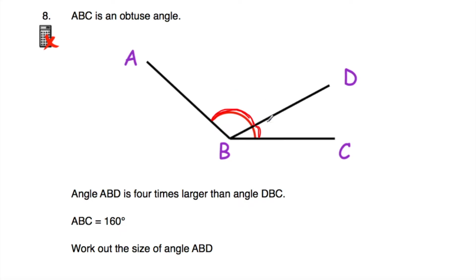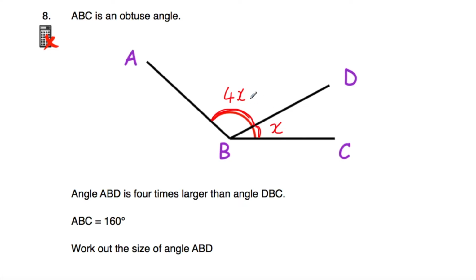Okay, now we know that this angle is 4 times the size of this one. So this smaller angle, I'm just going to call that x. Then the larger one will be 4 times larger. And 4 times x would be 4x. So here, if this is x, this is 4x, because I know this angle is 4 times larger than this one. Okay, now we know that these two angles will add together to be 160 degrees.